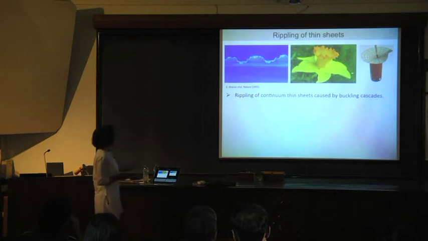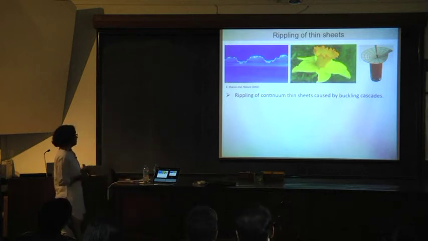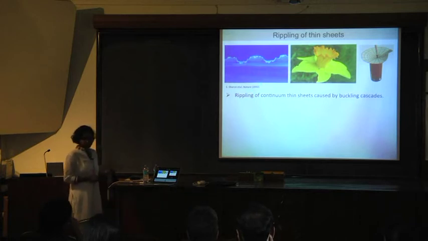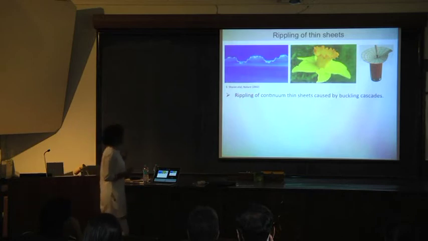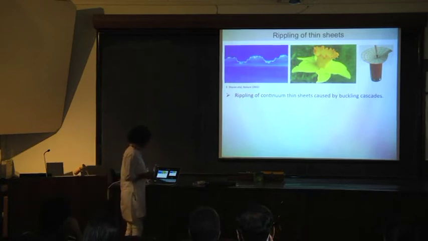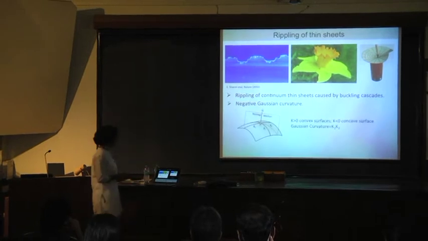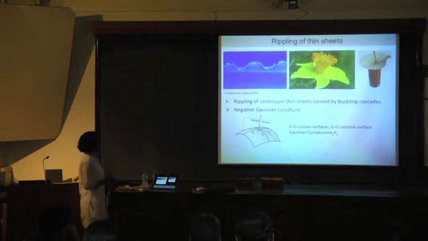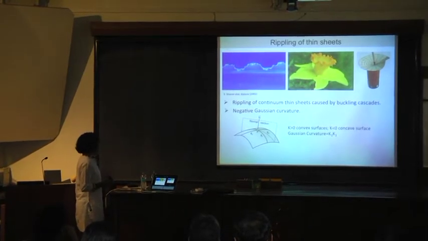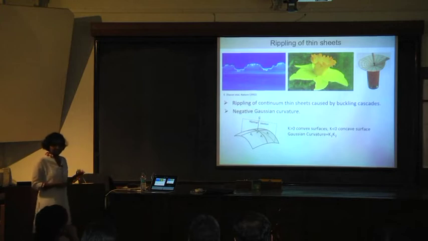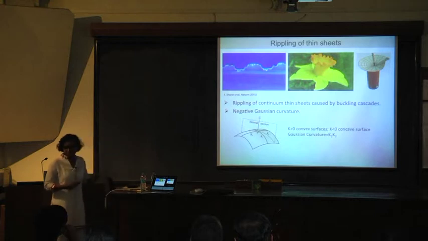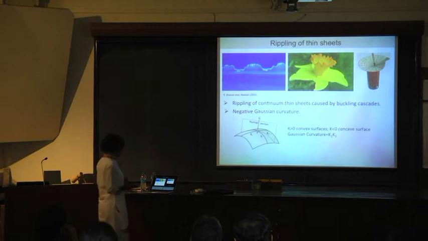And the common feature in all these three pictures is that you have thin continuum elastic sheets which undergo buckling instabilities under deformation. And one of the ways to characterize this buckled state is to measure what is called Gaussian curvature, which is the product of two principal curvatures. And in all of these examples, the Gaussian curvature is negative. And a negative Gaussian curvature has certain significance associated with it, that it typically means that you have a minimal surface, which is zero mean curvature.